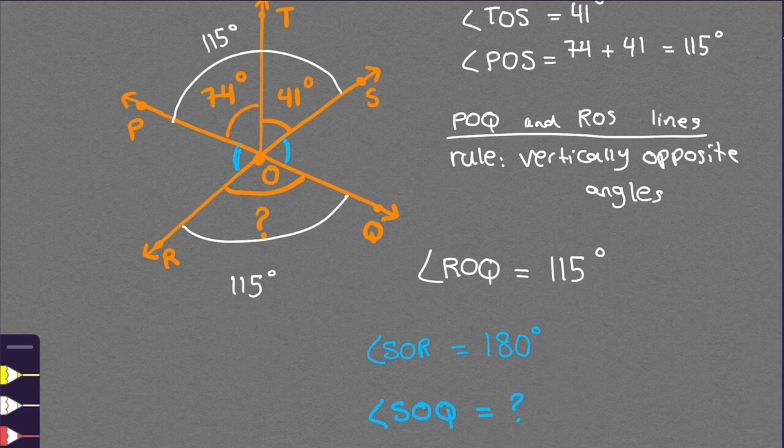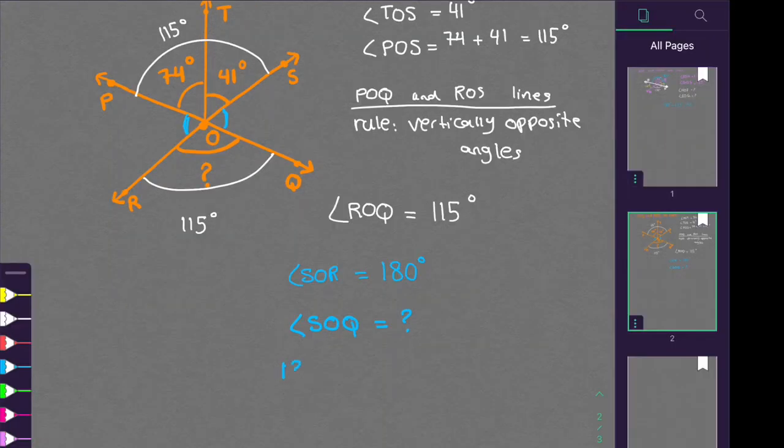What needs to be done? If the total is 180 and part of it is 115, how do I find the other part of it, which is SOQ? Very simple. I just say 180 minus 115, which is 65 degrees.